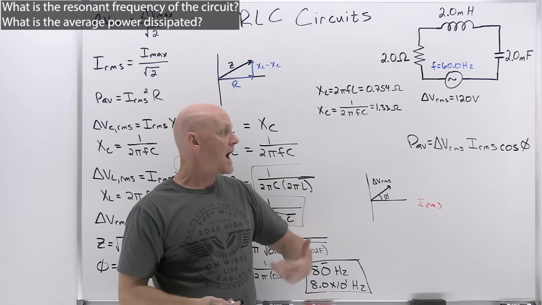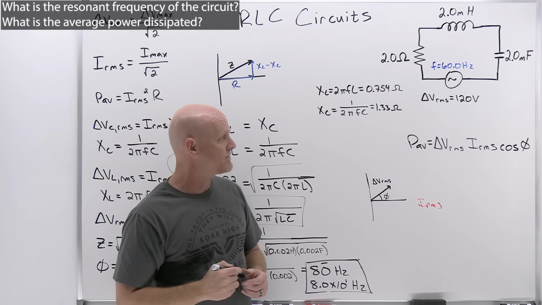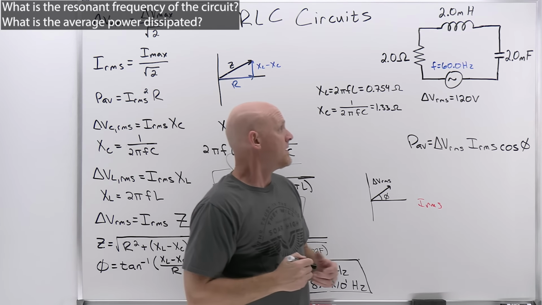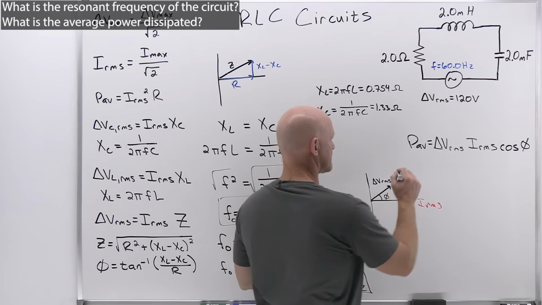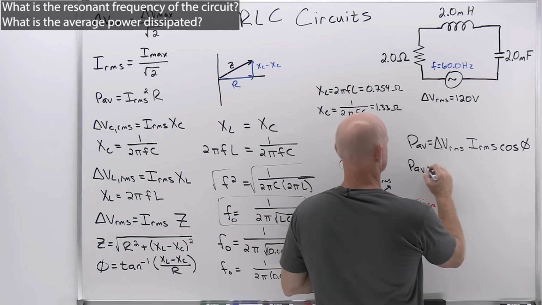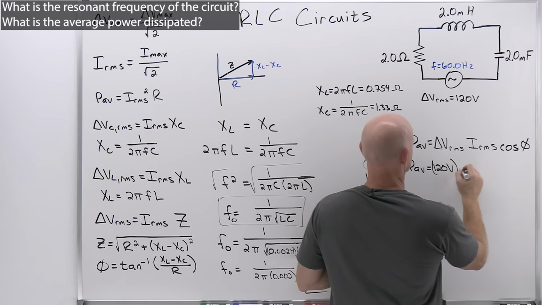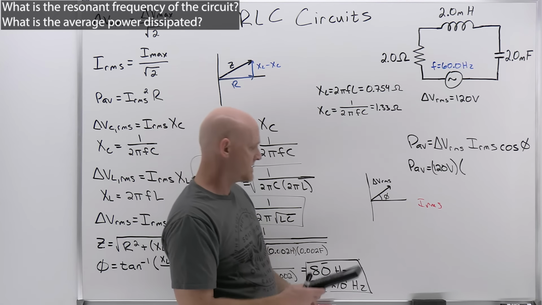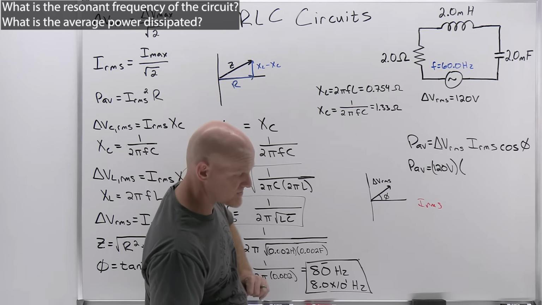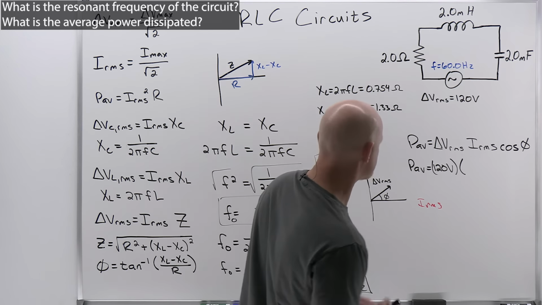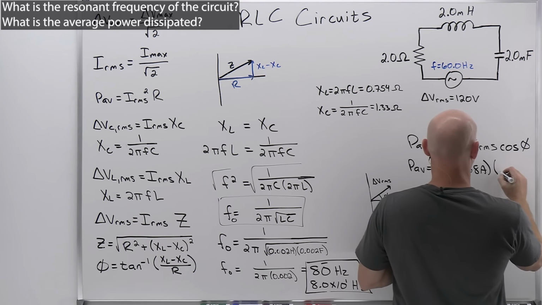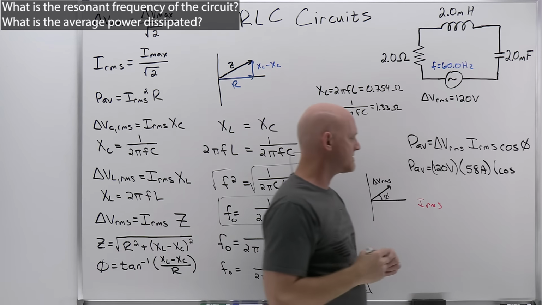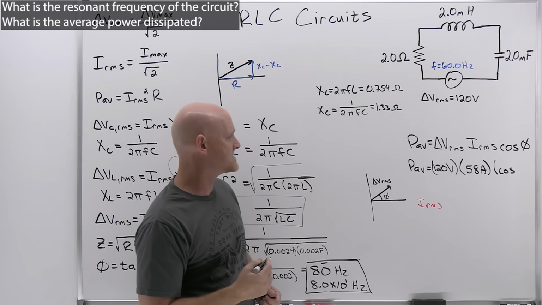So now we're ready to actually calculate out this average power. All right, well, we know the delta V RMS in this case is 120 volts. And the I RMS, oh yeah, we did that somewhere. I just erased it. That's why we lost it. So 58 amps. And then we've got cosine of phi. But we never actually calculated phi, that phase angle.